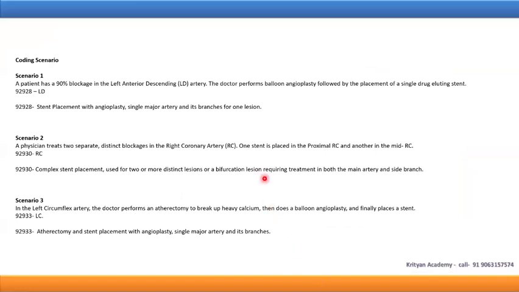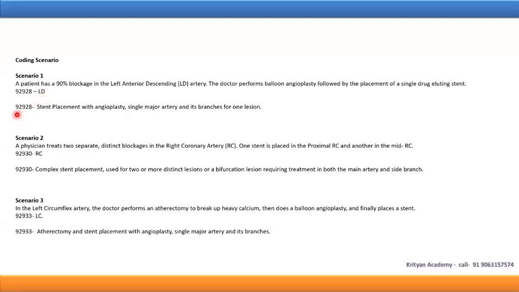Let's see some scenarios for a better understanding. For example, a patient has a 90% blockage in the left anterior descending artery, and the doctor performs balloon angioplasty followed by the placement of a single drug-eluting stent only. If you observe here, we performed the angioplasty and stent, so we will code only the stent. The code for this one is 92928, and we are giving the LD modifier because this indicates it was performed on the left anterior descending artery.